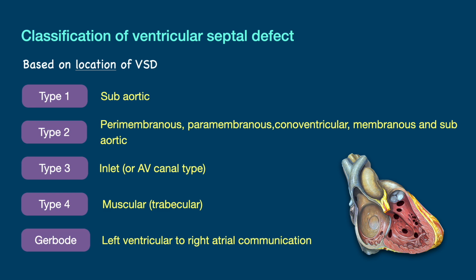And the final type is the Gerbode defect, which is also known as left ventricular to right atrial communication, and this occurs due to the absence of the atrioventricular septum.